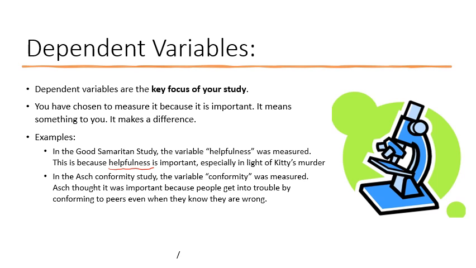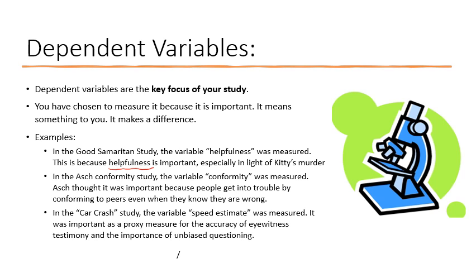In the Asch conformity study, conformity was measured. They were bringing this work to the forefront after World War II, in which people had turned in their neighbors who were Jewish and watched them be tortured. And Asch wondered, how could people do this? How could they conform with this when it was so wrong? And so again, Asch and colleagues thought conformity was really important.